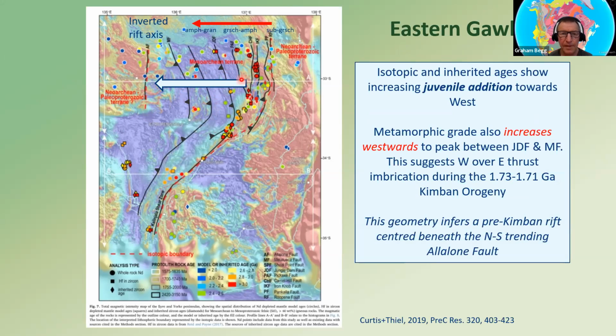And if we look at the metamorphic gradients, we find that the lowest grade metamorphic rocks are in the east over here, and then successively higher up to amphibolite to granulite facies in this block here, and also high to the west. So that confirms basically west over east thrusting. In other words, you're inverting some sort of former Proterozoic rift here. And that inversion is part of the Kimban orogeny between 1.73 and 1.71.